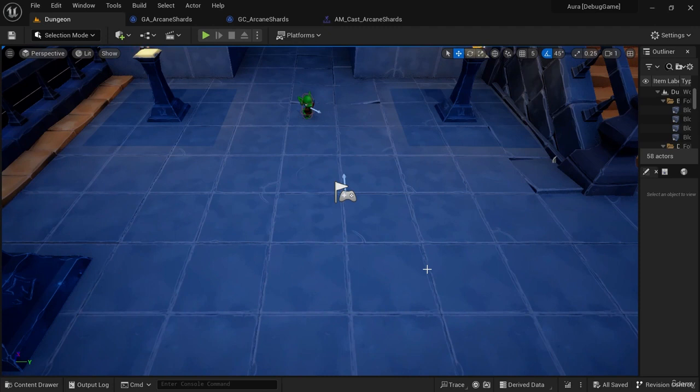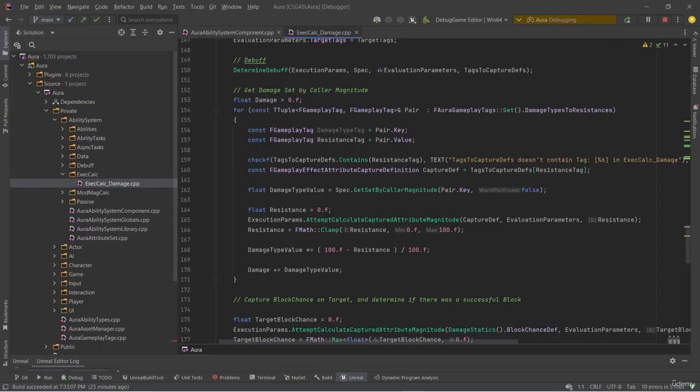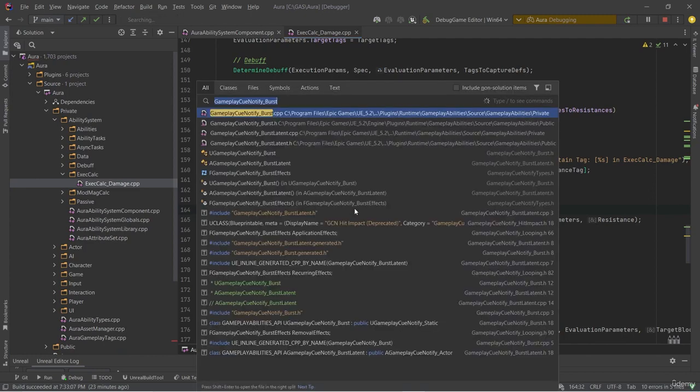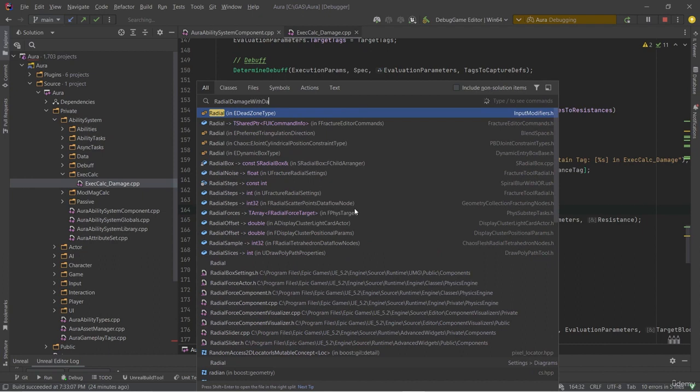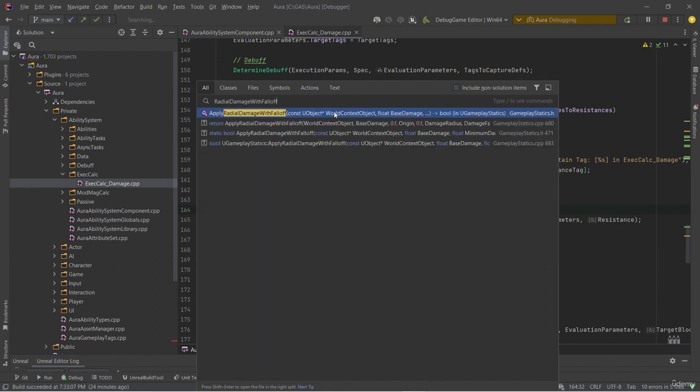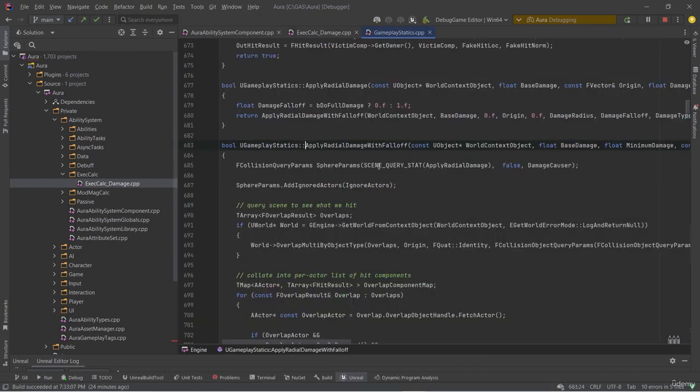And if we're going to be implementing damage that has a fall off, we're going to need some parameters. Now, I'd like to take a look at one engine function. If I double shift to search, I'm going to search for radial damage with fall off. And we have a gameplay statics function, apply radial damage with fall off. Now, this is an interesting function.